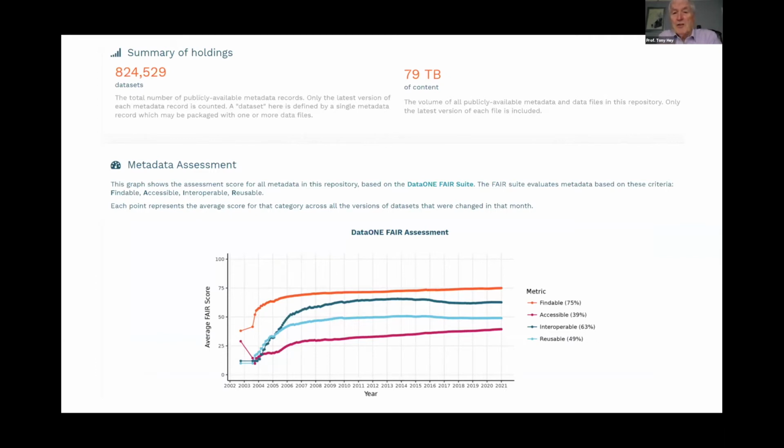Obviously not very large because they're only 80 terabytes, and now we have petabytes of data, but nonetheless, this collection of small data sets, they have a tool which is called a DataONE FAIR assessment tool. And so they have tried to measure with these data sets how FAIR they are, and they have a metric, and this is their average score they've got. Findability 75%, accessible 39%, interoperable 63%, reusable 49%.